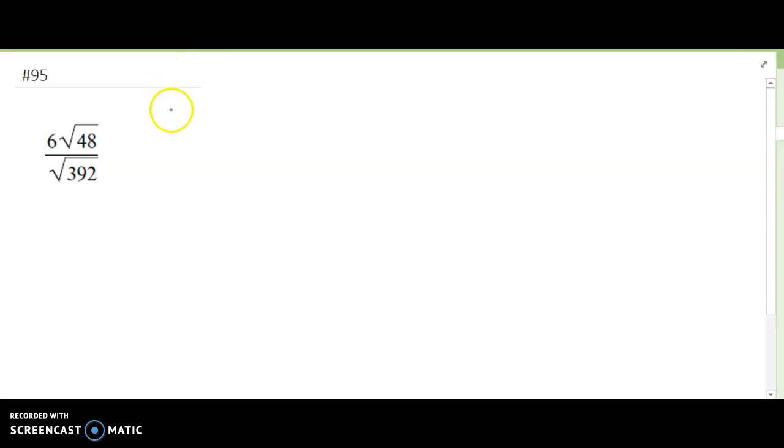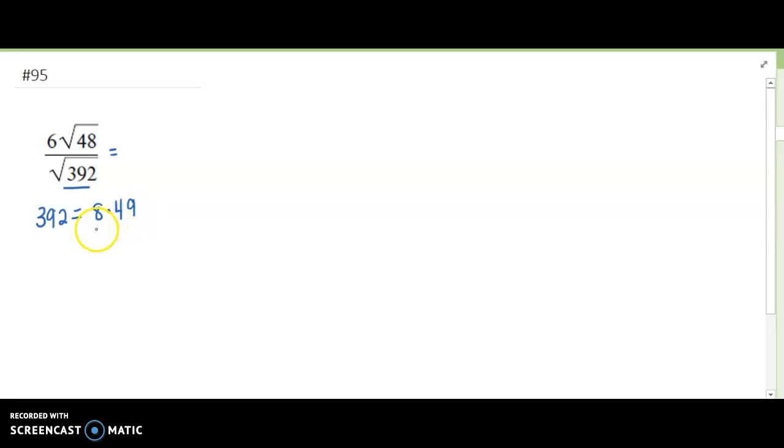All right, let's look at 95 together. Now, you can do whatever method you want. I'm going to go ahead and use my method if I can. I'll show you one here next where I can't, but this one I can. Okay, so just by playing around a little bit on my calculator, I learned that 392 can be found by taking 8 times 49.